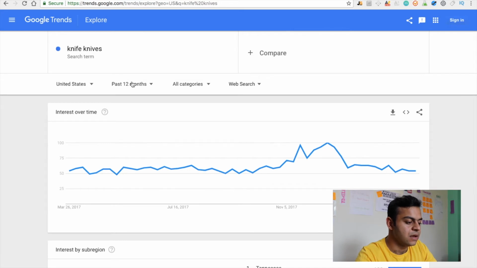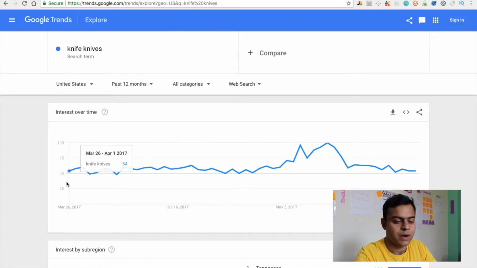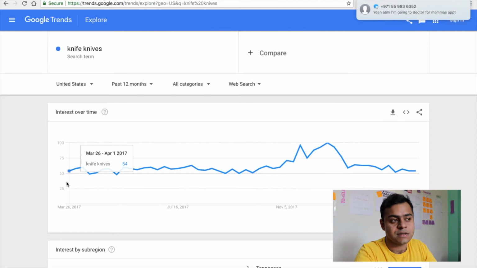Now what this is showing you is that kitchen knives is being searched on Google.com with an average score of approximately 50. You see there is 50 over here, there's 75 over here. These are spaced out with a difference of 25. Google basically normalizes all of the search data between 0 and 100. So the closer it is to 100, the higher the search volume. As simple as that.